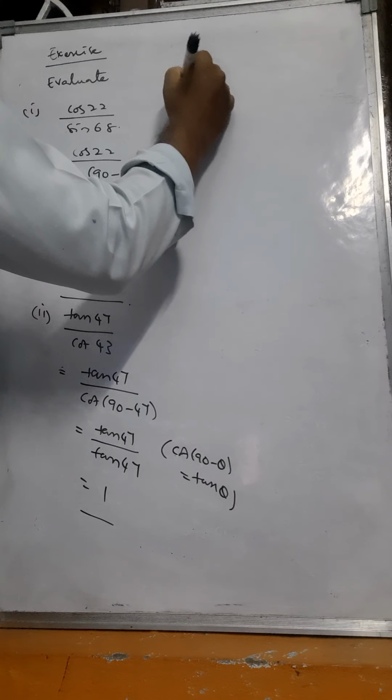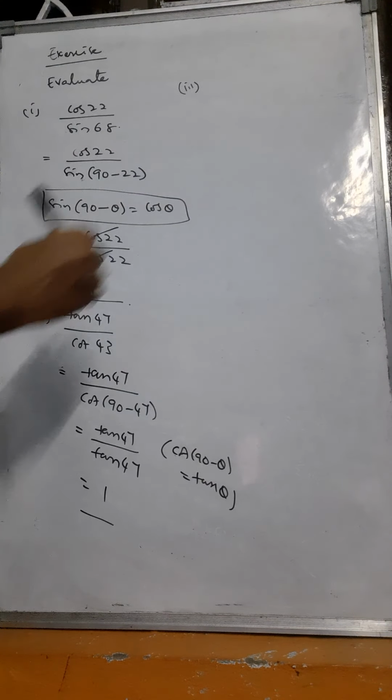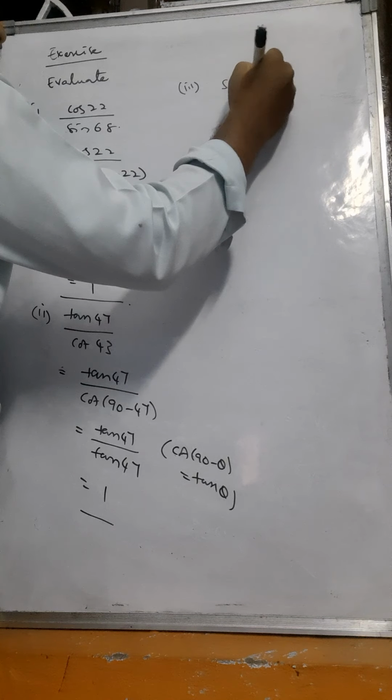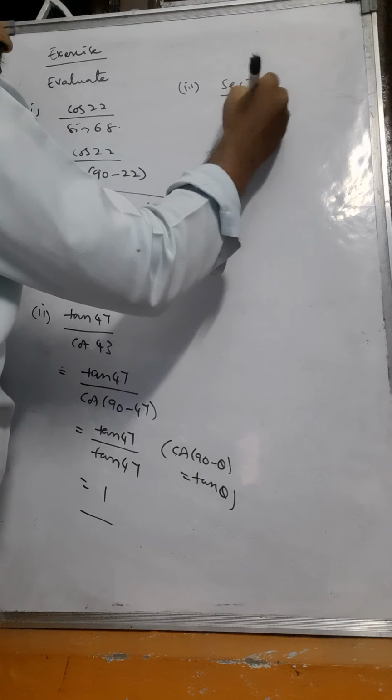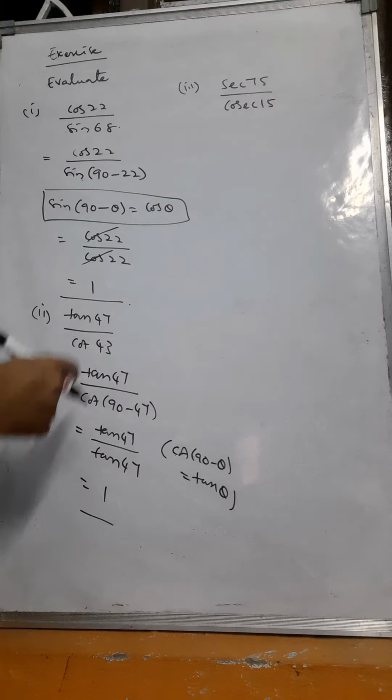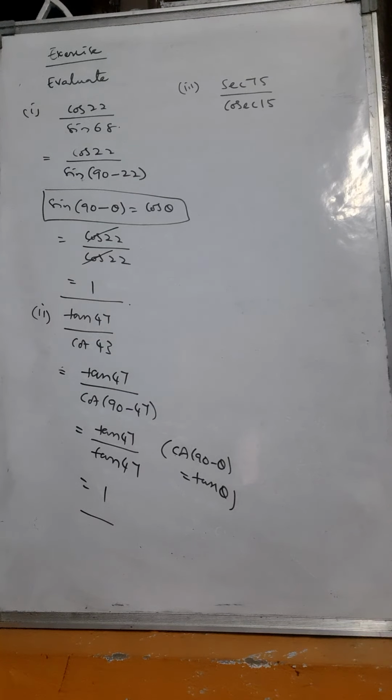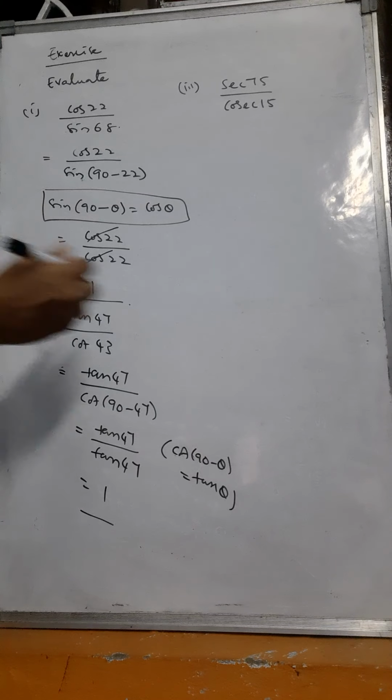Let me see the third problem. Sec 75 by cosec 15. Now if we observe, 75 and 15 both are complementary angles. Why? 75 plus 15 is 90. 75 can be written as 90 minus 15 and 15 can be written as 90 minus 75.